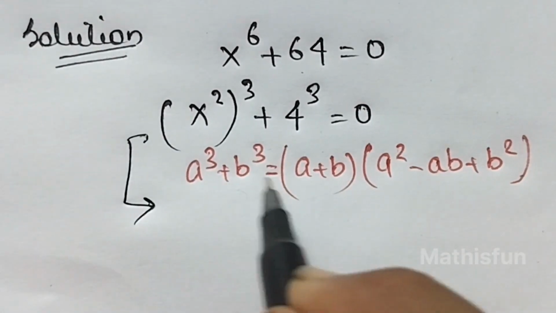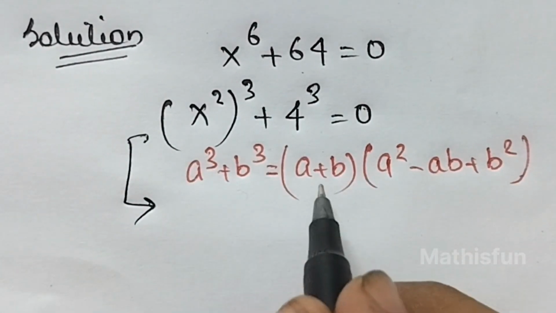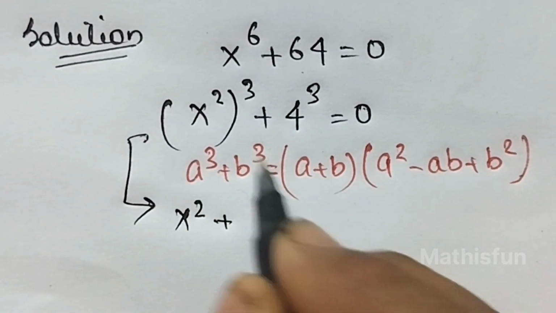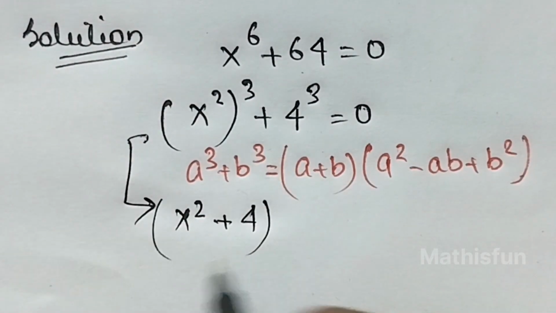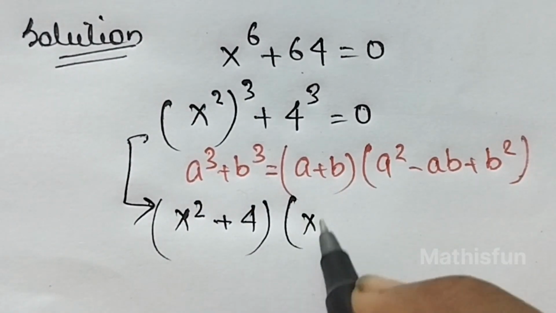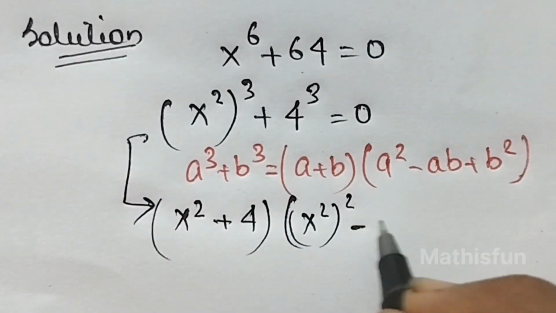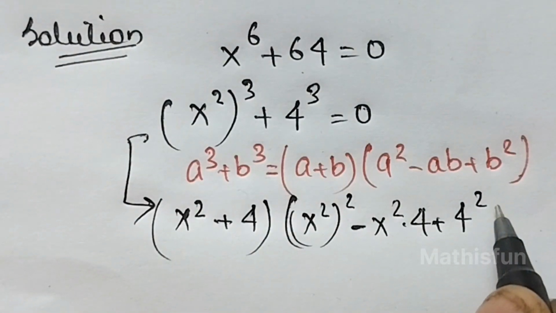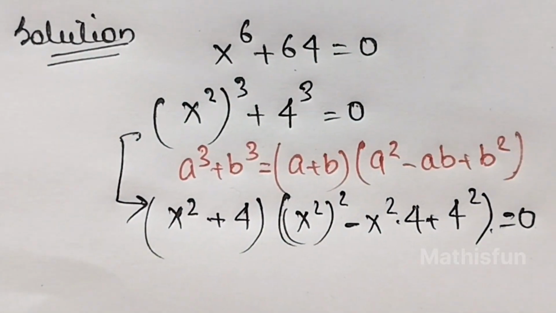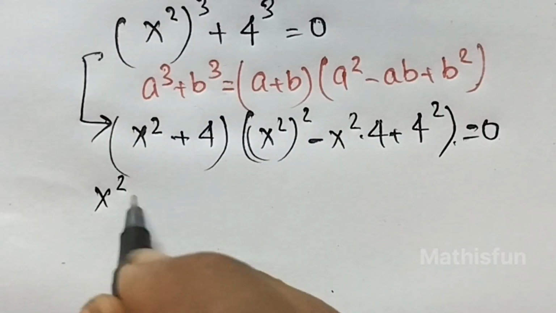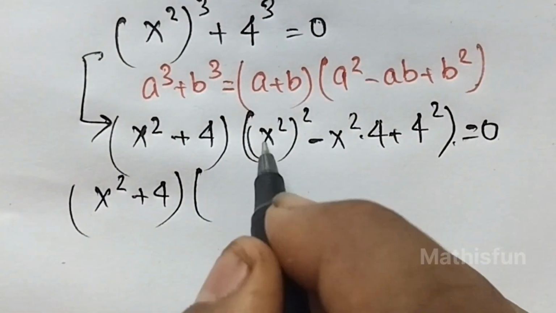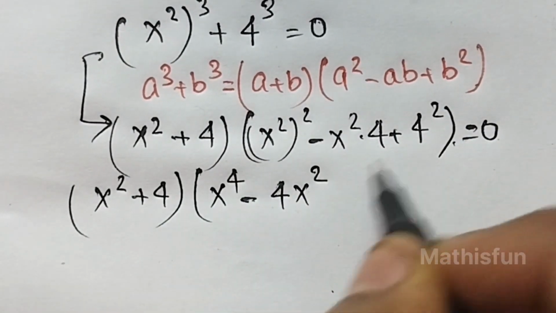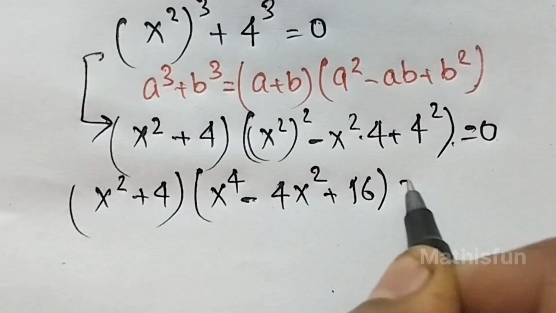Now we will apply this formula in this equation, in which a is our x square and b is 4. So (x square plus 4) times (x square whole square minus x square into 4 plus 4 square) is equal to 0. Now x square plus 4, and this becomes x to the power 4 minus 4x square plus 16 is equal to 0.